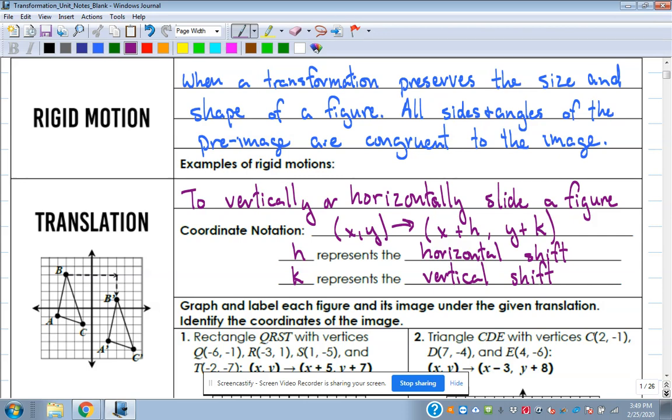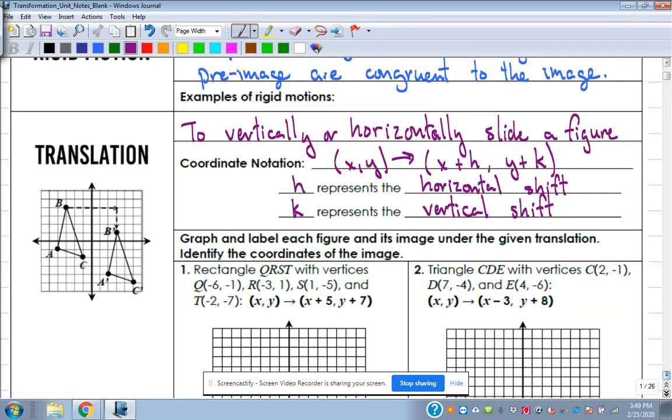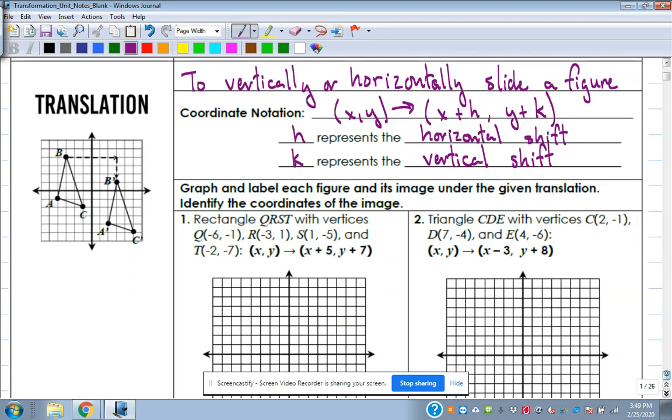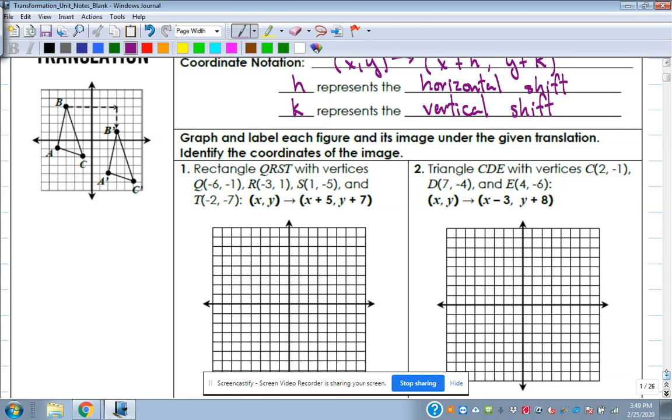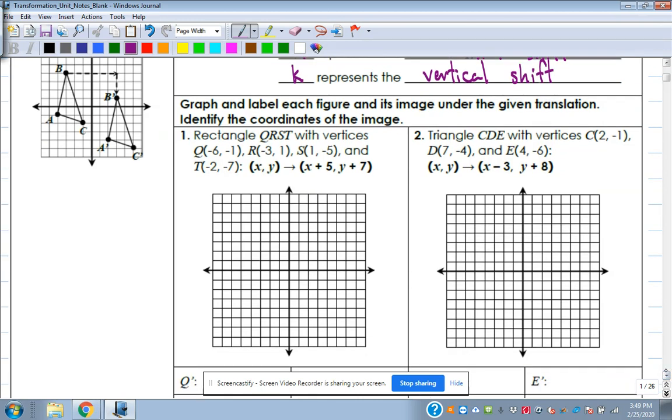We might not do every example that's on this page, just because I think you'll get it after the first one or two on most of this stuff. And we're going to translate some figures. So the first figure is number 1. It says rectangle QRST with vertices negative 6, 1 at Q. R is negative 3, 1. S is at 1, negative 5. And T is at negative 2, 7.